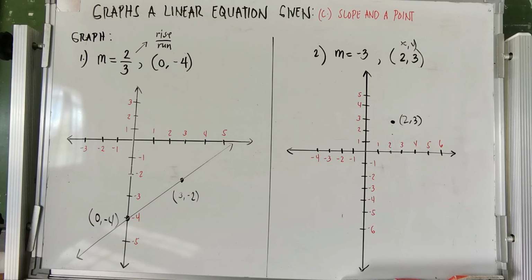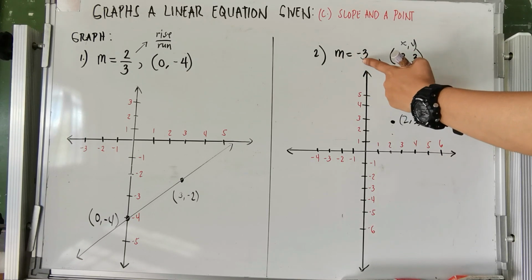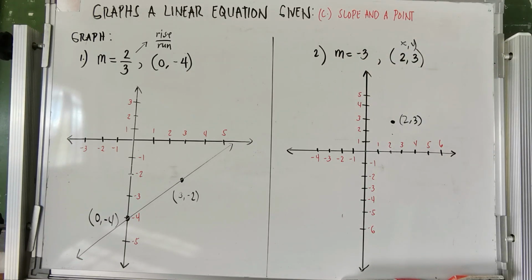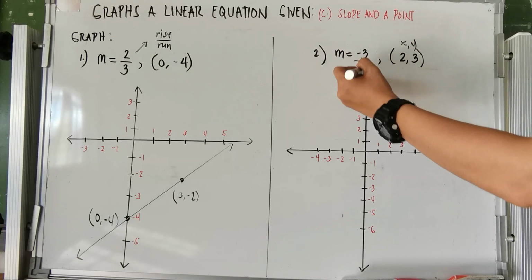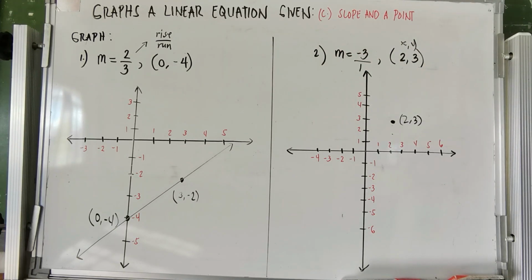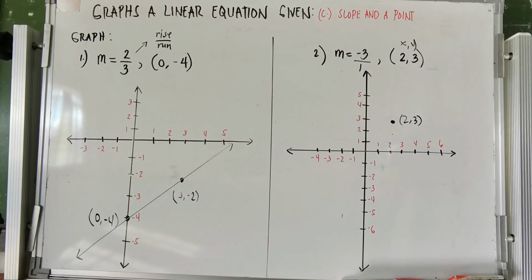After that, ipa-plot lang natin yung or makukuha natin yung second coordinate using our slope which is rise over run. But take note that our given slope is -3. Wala siyang denominator. So kapag wala, ibig sabihin, automatic meron tayo dyang positive 1. So take note, ang ating numerator ay -3, ang ating denominator ay positive 1.